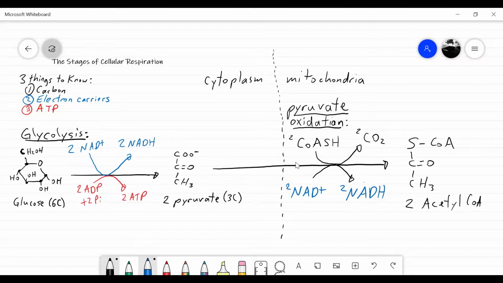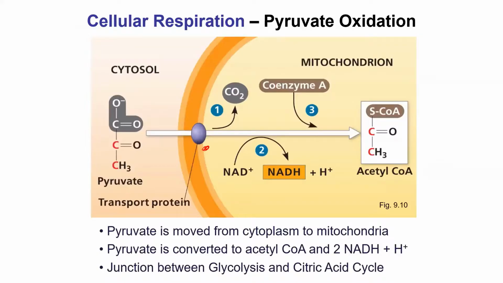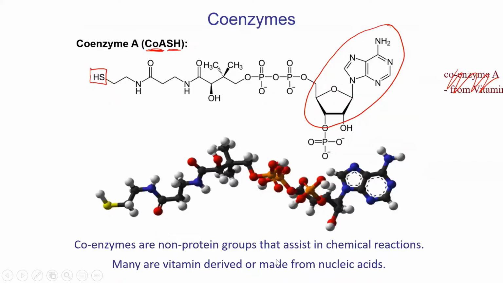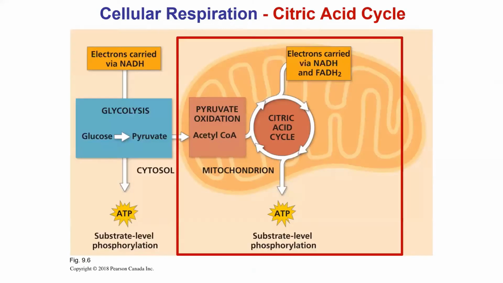So that's pyruvate oxidation. Like I said, it's basically getting pyruvate ready for the citric acid cycle. It looks complicated, and in some ways it is. There's a few things going on, but it's just a further oxidation step and releasing a little bit of carbon dioxide. Okay, so it says here this is the junction between glycolysis and the citric acid cycle. So we do want to talk about the citric acid cycle as well. Here's where we're at. We're in the mitochondria now. And so I want to talk about mitochondria for a few minutes, and then we'll talk about the citric acid cycle.